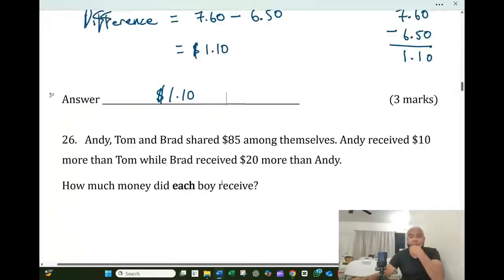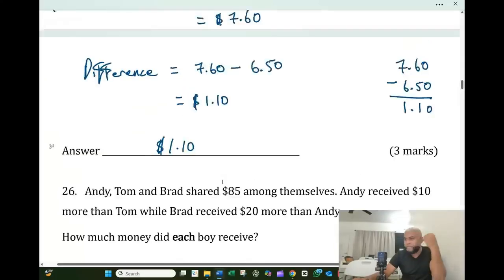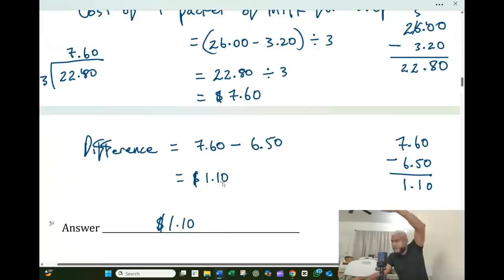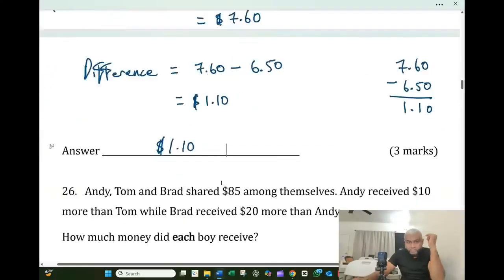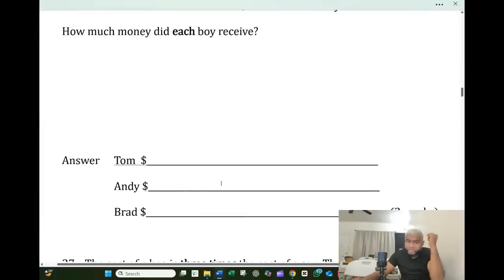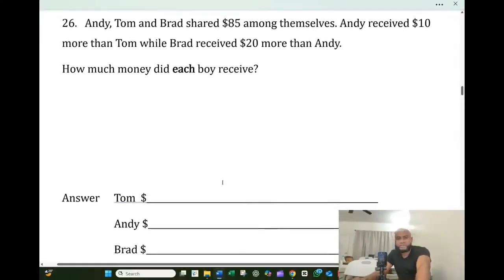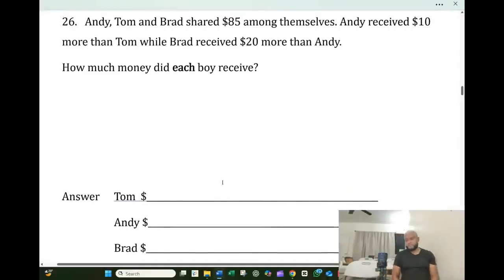All right, let's go. Let's stop. Anybody need to write? Raise your hand if you need to write. Need to write? No? No? All right. How many marks is this one? 3 marks. All right, let's go. 3 marks. 3 minutes.